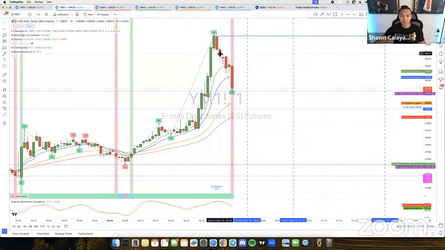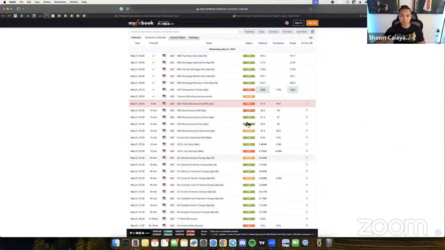You can see a lot of people are starting to pile on these sells. The reason they're piling on is because they're trying to get in early, because this news over here is forecasted to be negative. You can see over here, last month was 51.9. The consensus is 49.9. So everybody's kind of forecasting it to be negative.